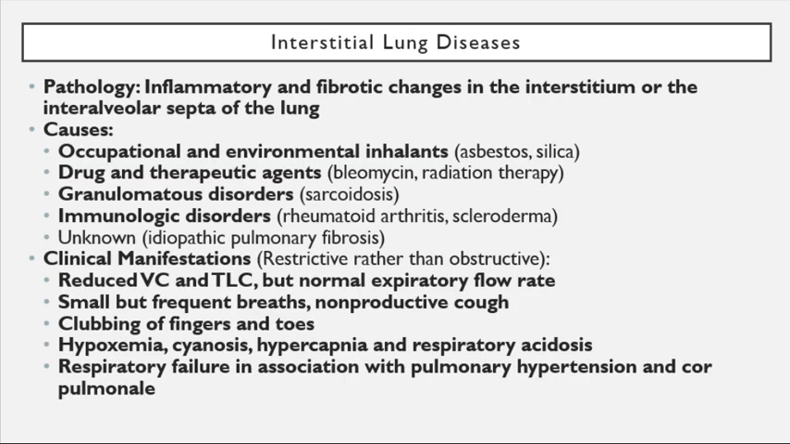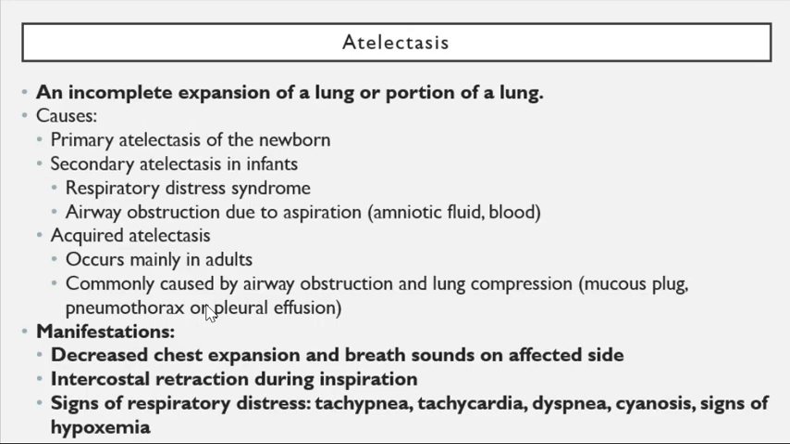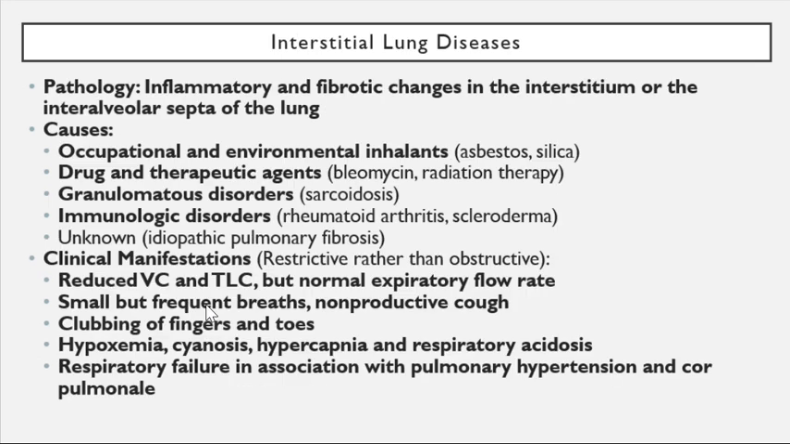We also have interstitial lung disease, where the pathology is inflammation and fibrotic changes in the interstitium, or the intraalveolar septum of the lung. Atelectasis and pleural effusion are debolded. No, keep pleural effusion. You can just debold the types of pleural effusion, but just know these top four bullets. Atelectasis, you don't need to know that one.